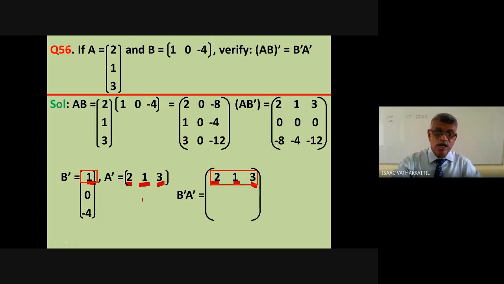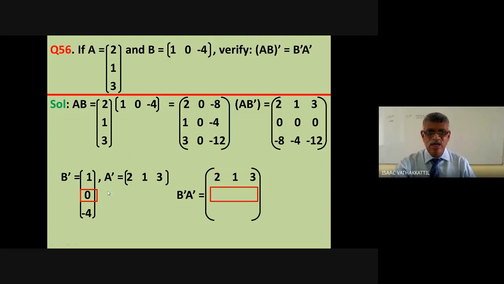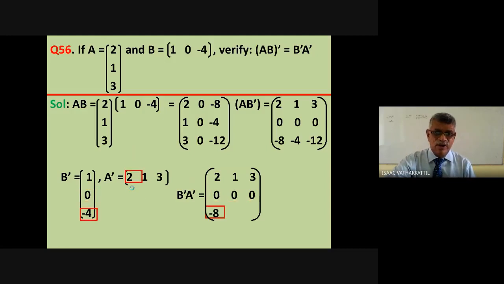Now second row with the first column, that will be 0. Second row with the second column, that's again 0. Second row with the third column is also 0, directly writing 0, 0, 0. Third row with the first column, minus 8, right? Third row with the second column, that is minus 4. Third row with the third column, that is minus 12.